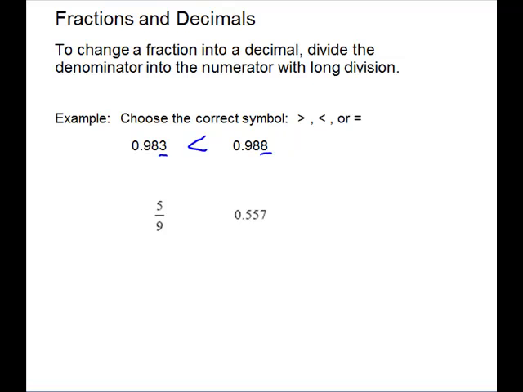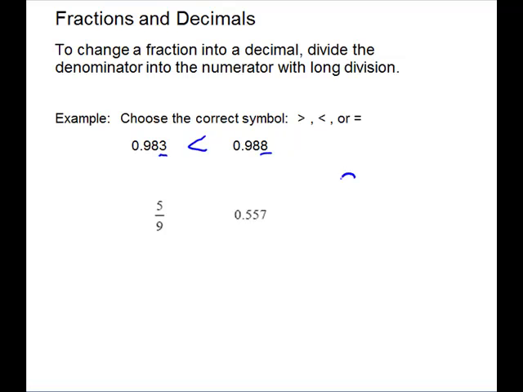Let's look at the following example, though. We're going to do the same thing, choose greater than, less than, or equal to. And we have 5/9 compared to 0.557. It's not easy to tell which is bigger. We need the same kind of number. And normally it's easier to go to decimals because if you get fractions, then you have to get a common denominator to compare. So we will switch the 5/9 to a decimal. So I will do that on the side.